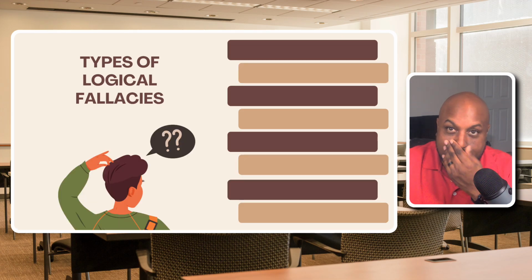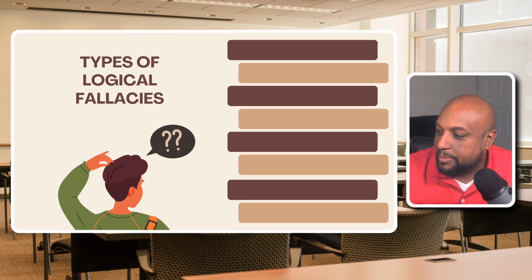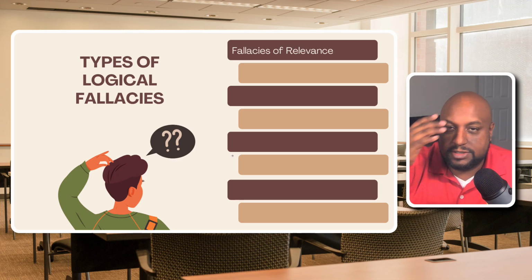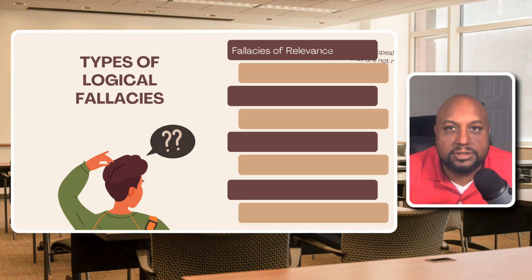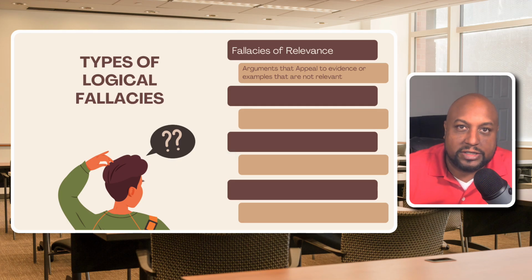This is it. Okay. So there are 4 types of logical fallacies I want to talk about. 4 categories of logical fallacies, and then we'll have one example from each category. Okay, so we have fallacies of relevance. A fallacy of relevance is a category of fallacies. That's an argument that appeals to evidence or examples that are not relevant to the argument. We've seen one of these before. I'll show you on the next slide.